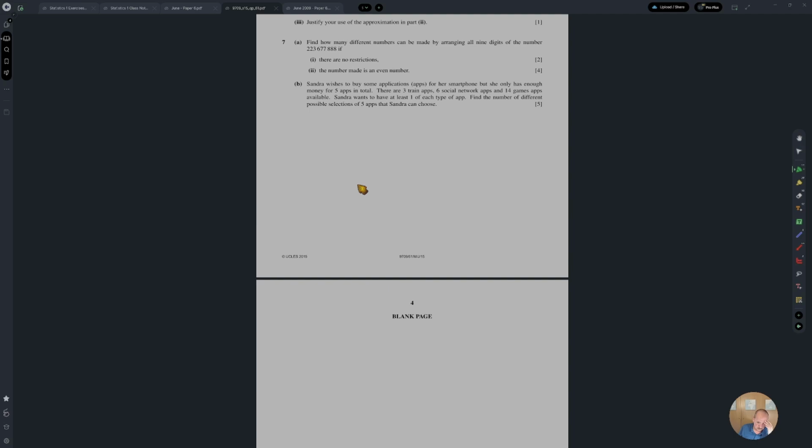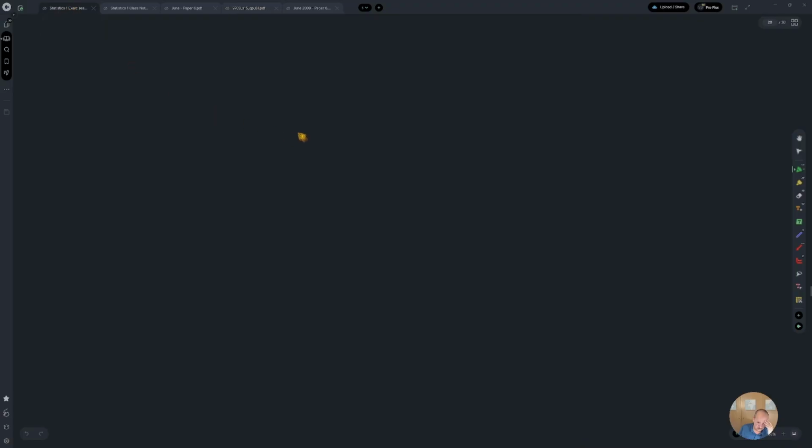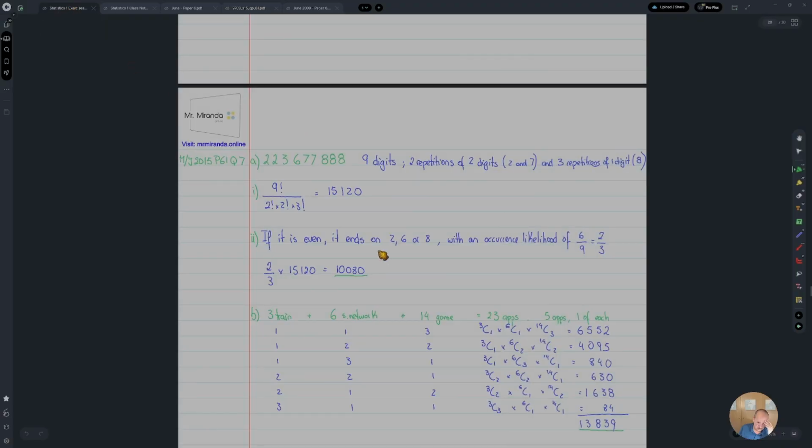So, what are the options here? If she wants 5 apps and at least one of each, I put all the possibilities here. So you have 3 for train, 6 for social network, and 14 options for games.